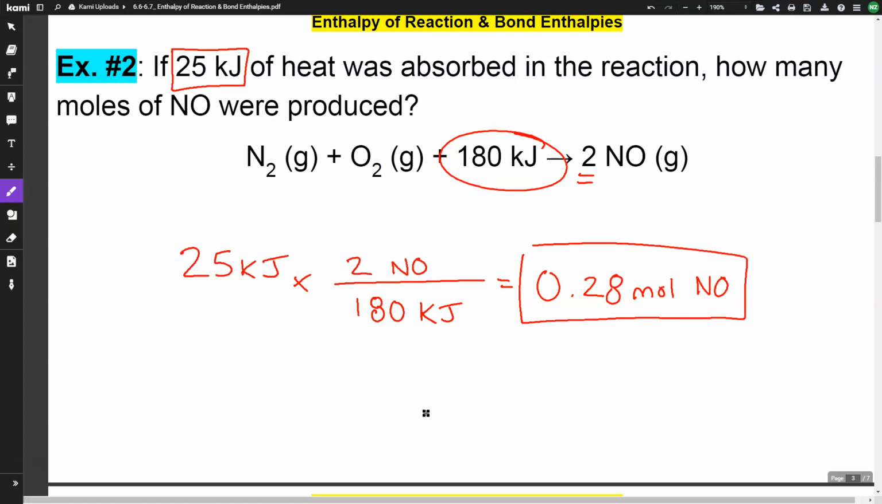The reason we used 2 moles instead of 1 mole was because we have 2 moles on the right side of our reaction, and for every 180 kilojoules of energy that is absorbed, it's going to produce 2 moles of nitrogen monoxide, hence the conversion factor here.